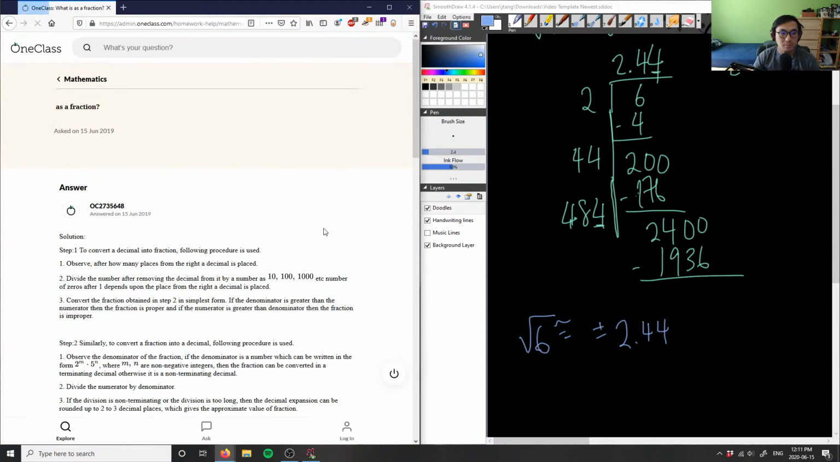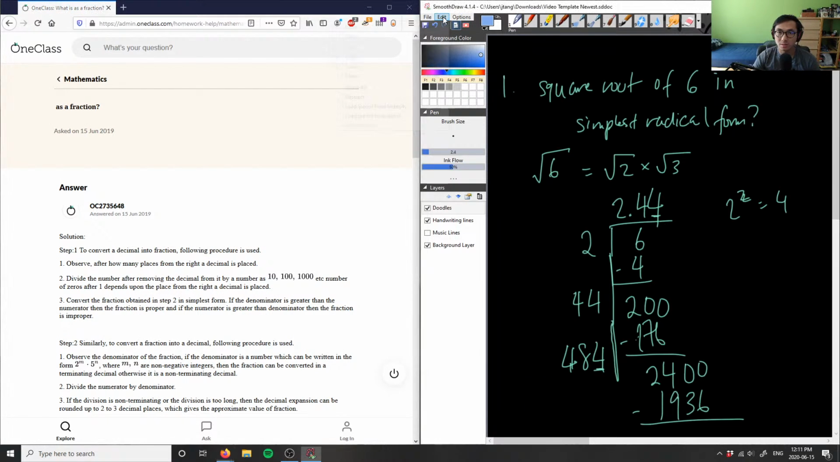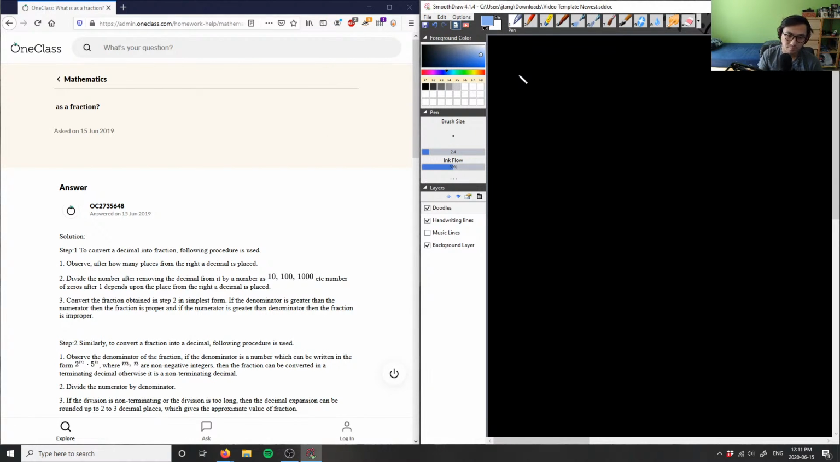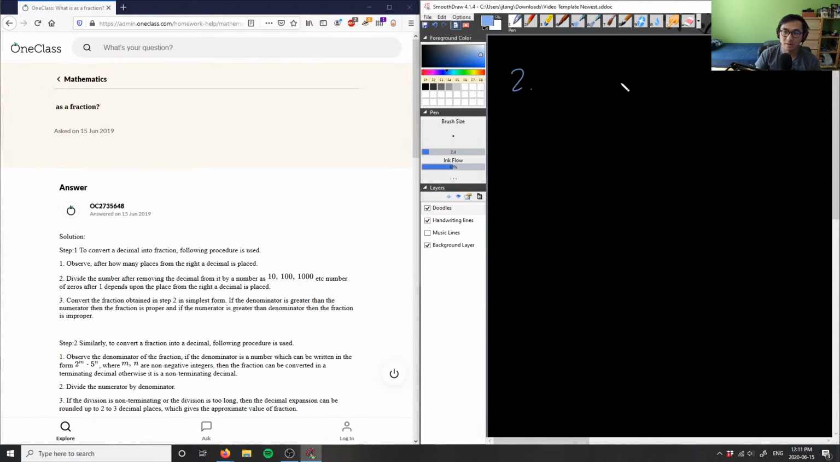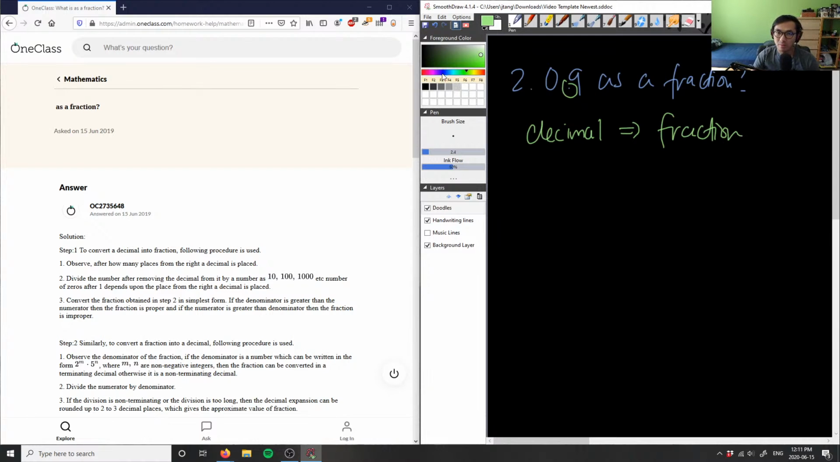All right. Let's look at the next question here. This is number 2. And we're looking at 0.9 as a fraction. So again, this is a decimal, as indicated by this decimal point, and we're going into a fraction. So how do we convert a decimal to a fraction?